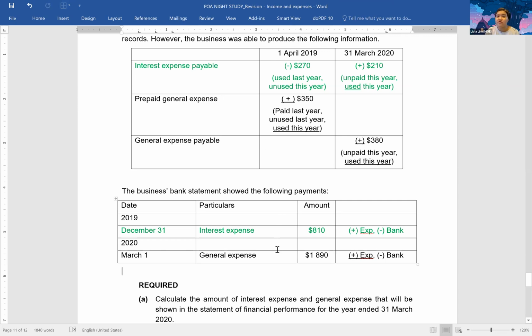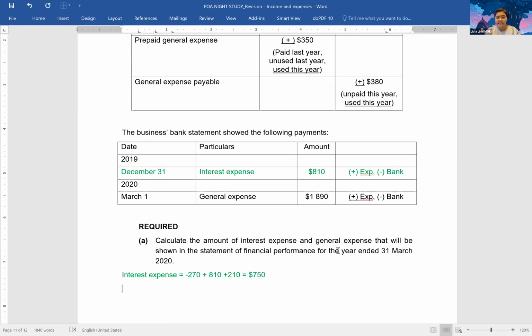Therefore, if you calculate your general expense, this is what is going to happen. General expense equals to plus 350 at the beginning of the year, plus 1890 that you paid, plus 380 at the end of the year, which is a payable. And this will give you 2620. All right.